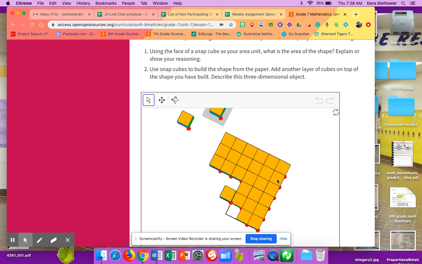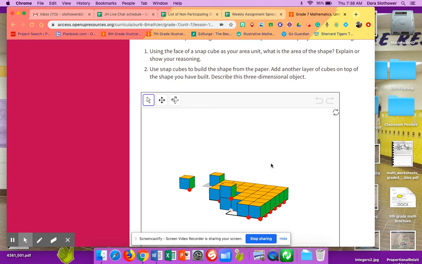Number 2, use the snap cubes to build the shape from the paper. Add another layer of cubes on top of the shape you had built. Describe the three-dimensional object. So go ahead, and what you're going to do is just add a whole other layer like this. Okay? So I'm going to pause the video. You guys pause the video and add your shapes.